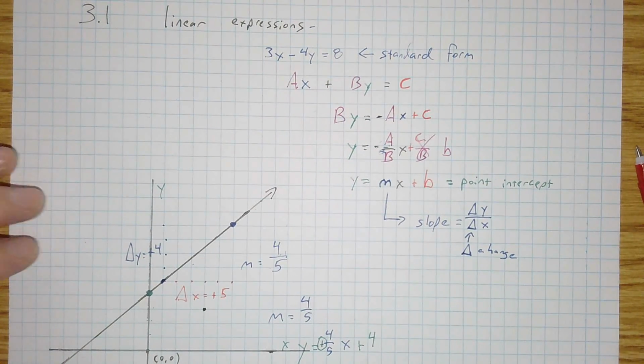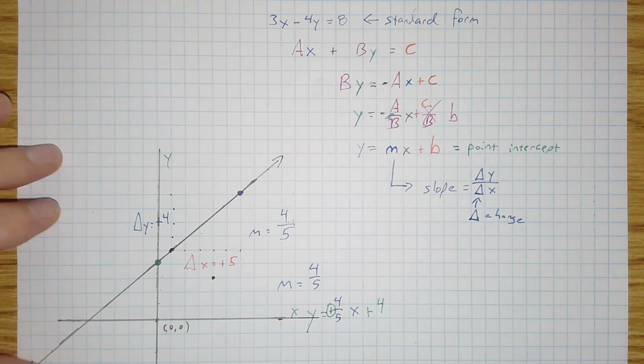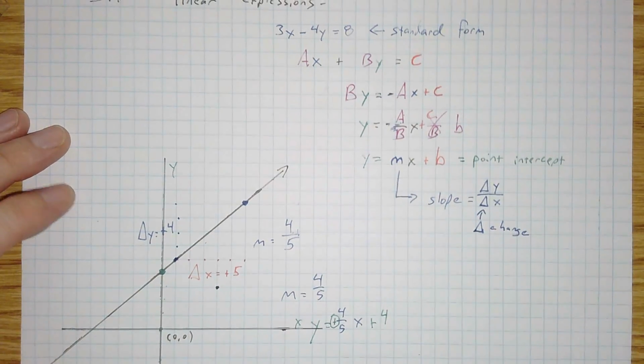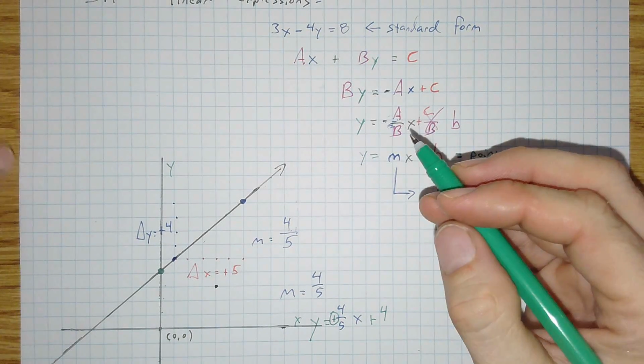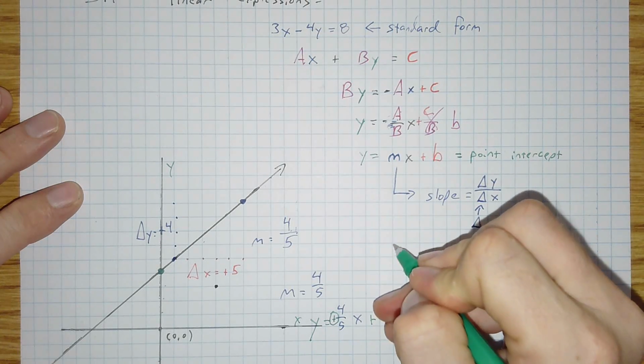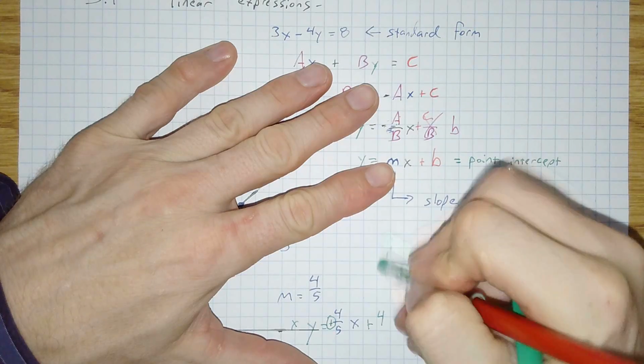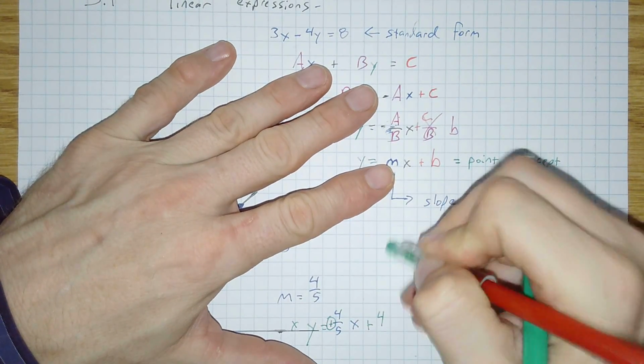Actually, we're going to go ahead and use this video to demonstrate the point slope form too. So the point slope form says for any point of y. So let's maybe demonstrate it this way. I have 2 points on a line.